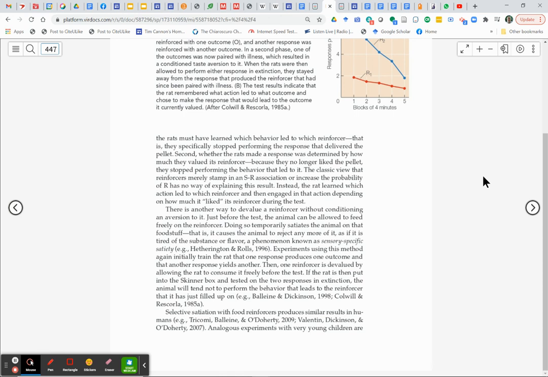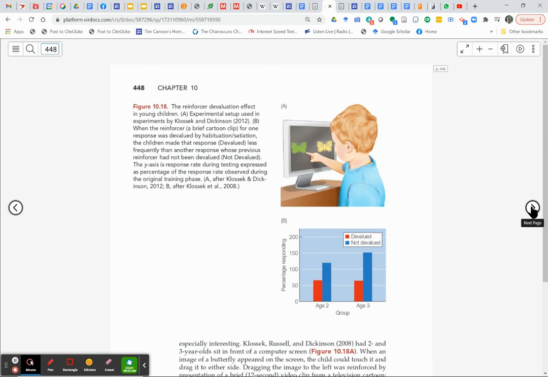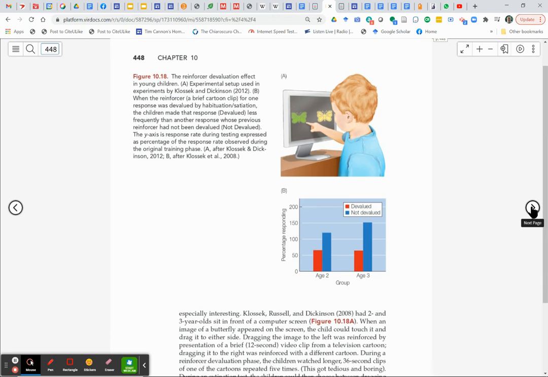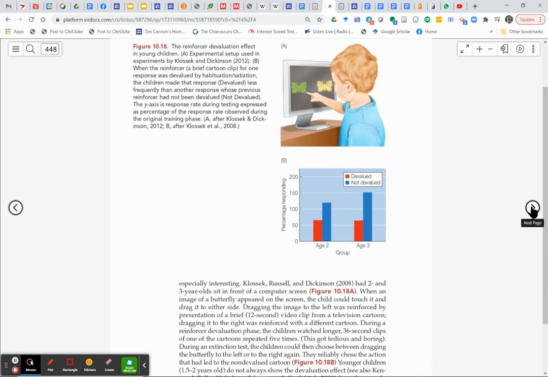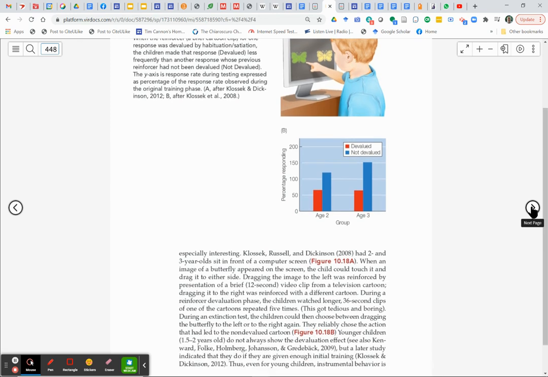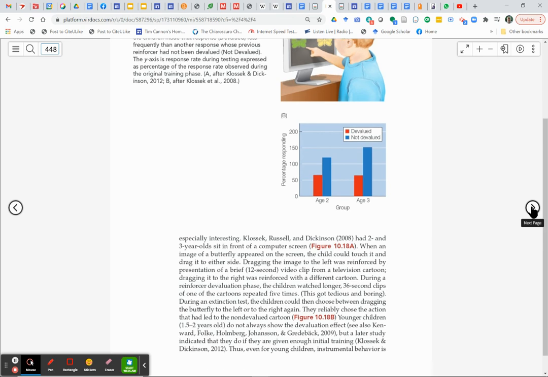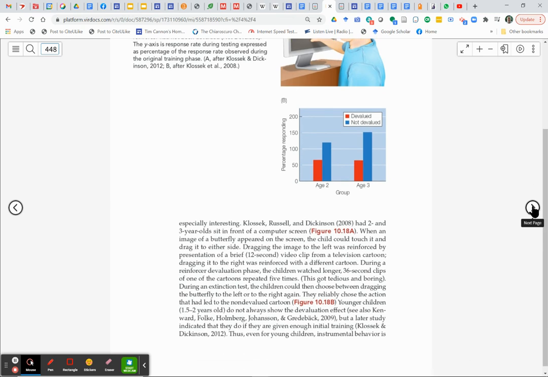Hetherington, I knew Hetherington, not that one. Sensory specific satiety. So good reason. And there's the child, and they're using cartoons, and they satiate the child on one cartoon until the kid gets sick of it, and therefore they devalued it, and they don't ask to see what they find devalued. They go for the other cartoon.